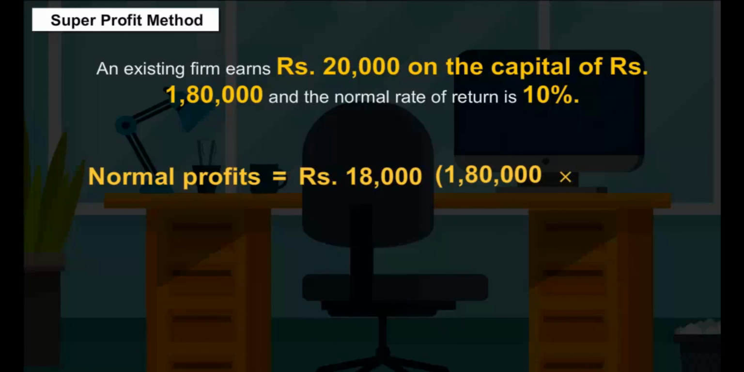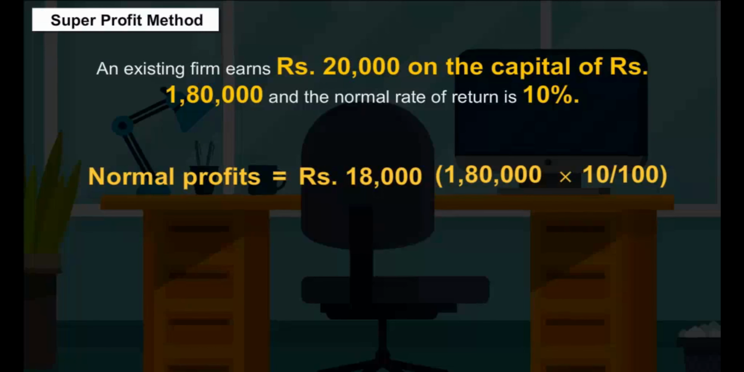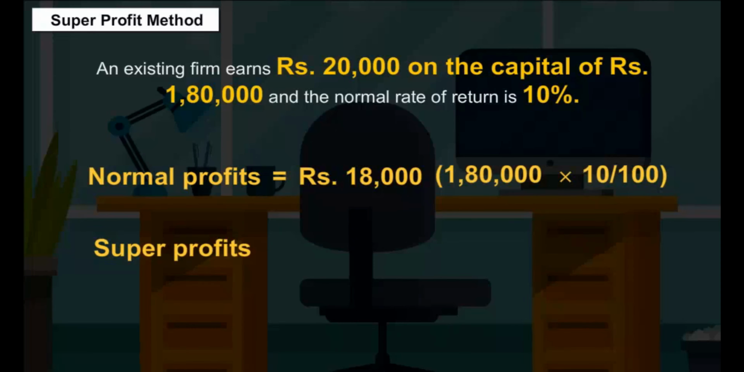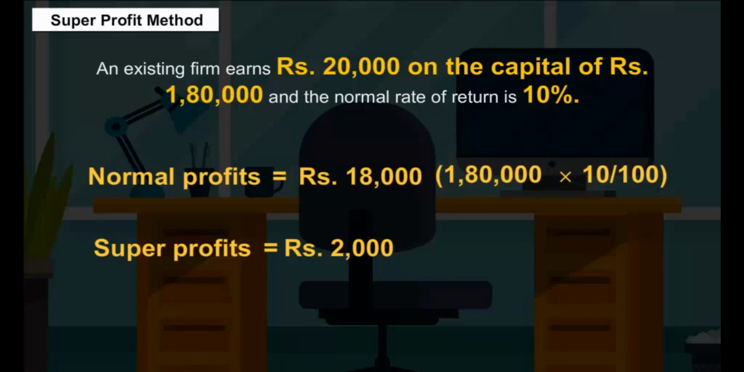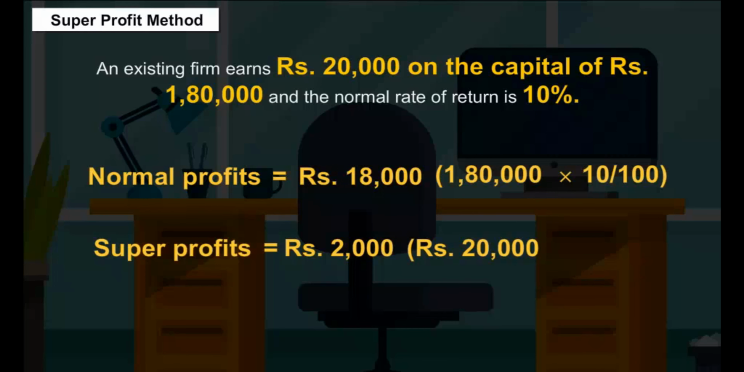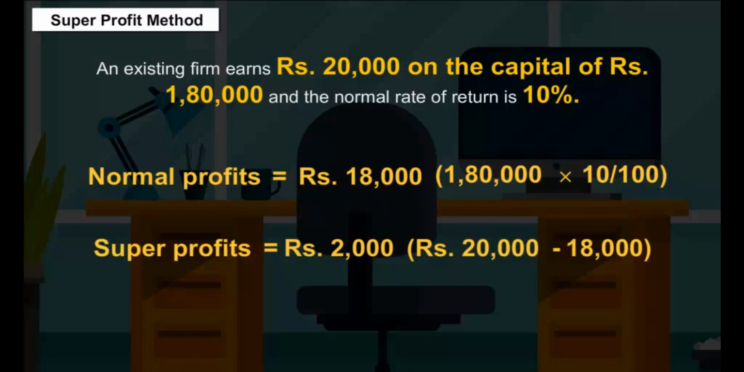1,80,000 multiplied by 10 upon 100. The super profits will be rupees 2,000. Rupees 20,000 minus 18,000.